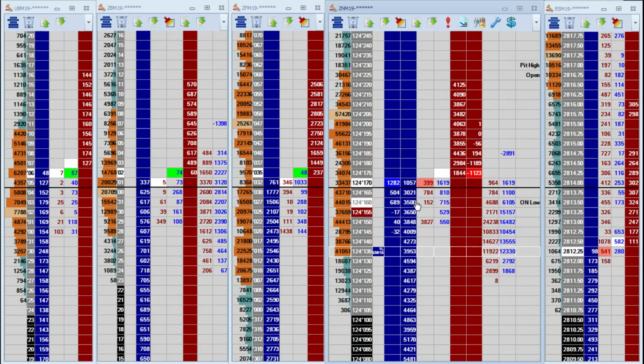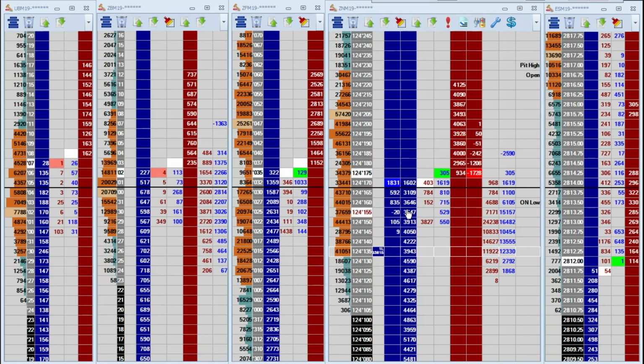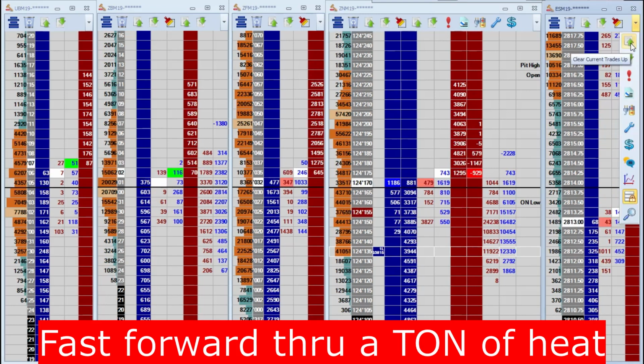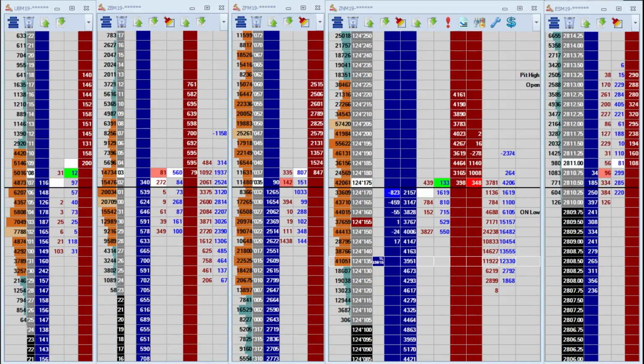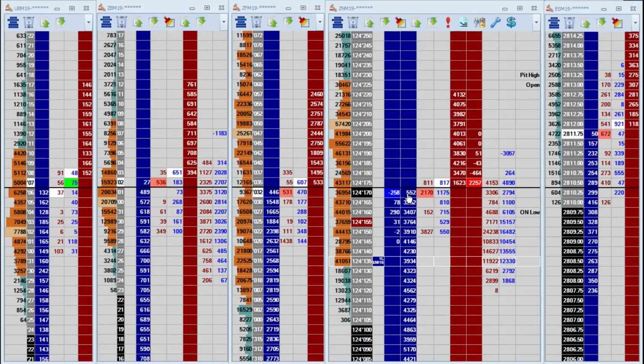Yeah, I'm pretty wrong here. Pretty wrong. Might need to just get out of this pretty quick. Let's see what happens here. If we start making new lows, then I'll just cover it. Yep, we are in trouble, I think, looks like.